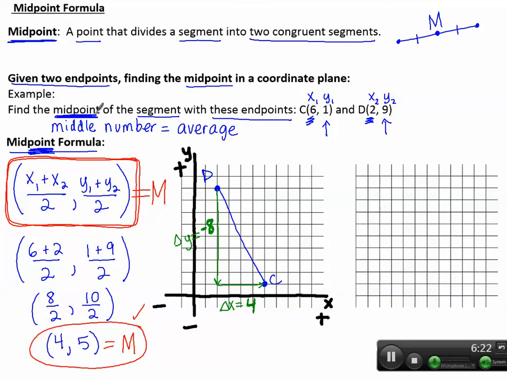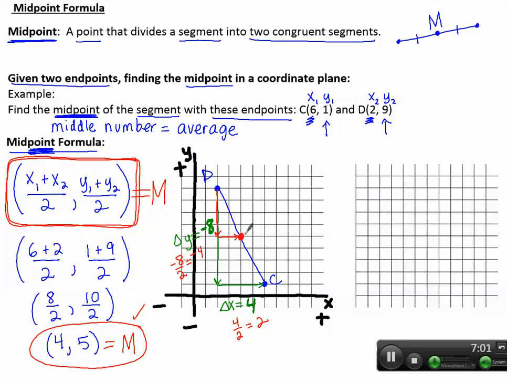If I'm finding the midpoint, that's the middle. Remember that middle is halfway. So if I think of these values and I think of half of them, I'll get to the middle. What is -8 divided by 2? That's -4. What is 4 divided by 2? That's 2. I took half. So half of the change in y is down 1, 2, 3, 4. And half of the change in x is 1, 2. There is my midpoint. I found it graphically.